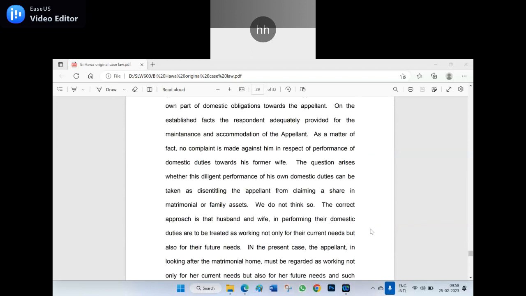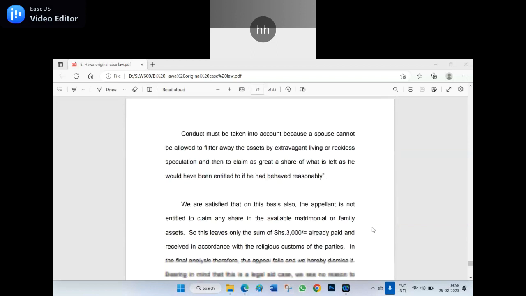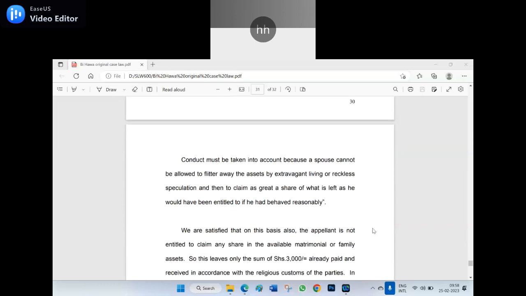But finally, if I see the last paragraph, conduct must be taken into account, because the spouse cannot be allowed to fritter away the assets by extravagant living and reckless speculations, and to claim the great share of what is left as he would have been entitled to.